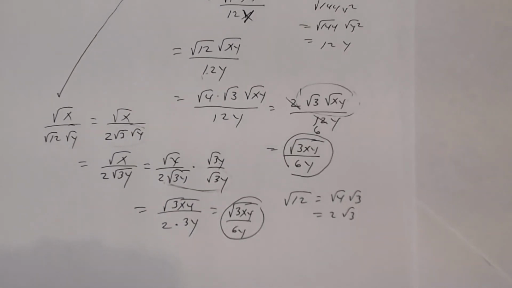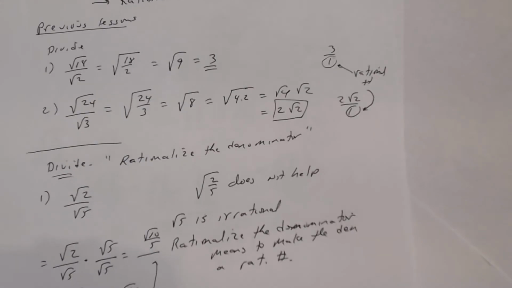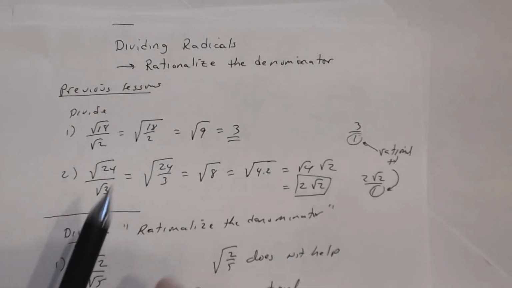Okay? All right. So that's going to be the end of this lesson. And that's the one where we had to divide radicals by rationalizing the denominator. Okay, so that'll be the end of this lesson.